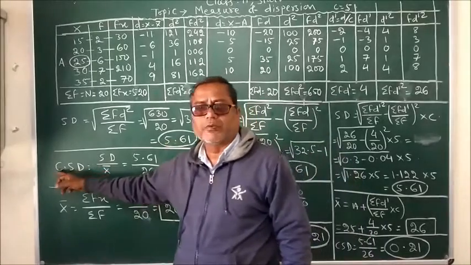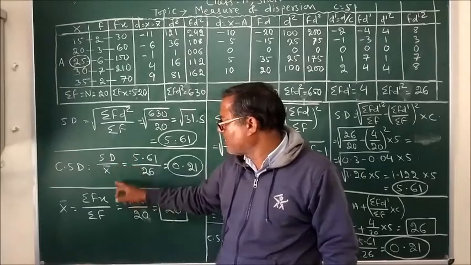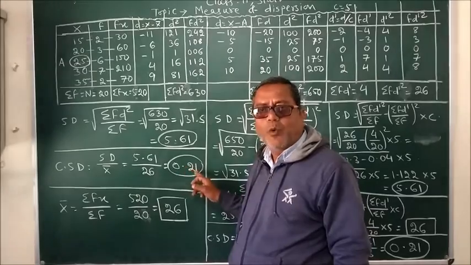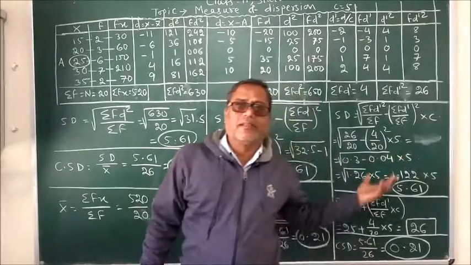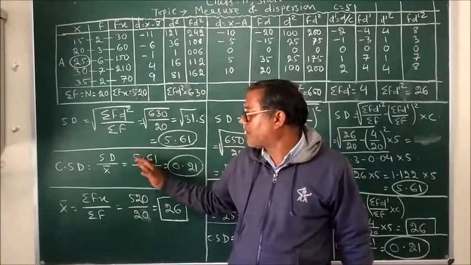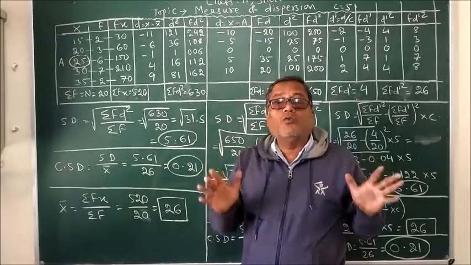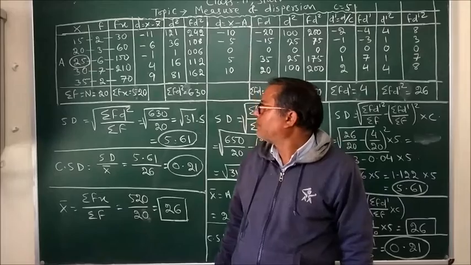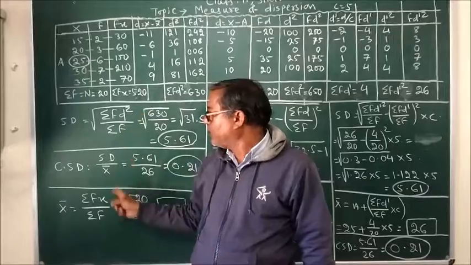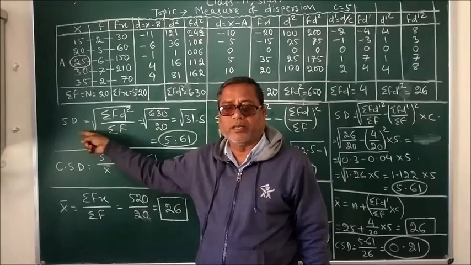Now once we get the value of standard deviation, if we divide it by the arithmetic mean, we will find the coefficient of standard deviation. CSD, coefficient of standard deviation is SD, that is standard deviation, upon x bar, 5.61 upon 26, and the value is 0.21. And later we will find that in the shortcut and step deviation methods, the value of standard deviation and the value of coefficient of standard deviation will always be equal. So this is how to calculate standard deviation in a discrete series using direct method. You need to memorize or keep in mind this formula only.